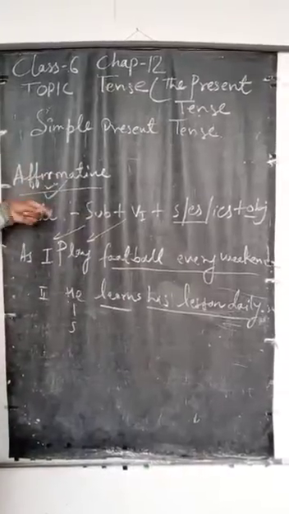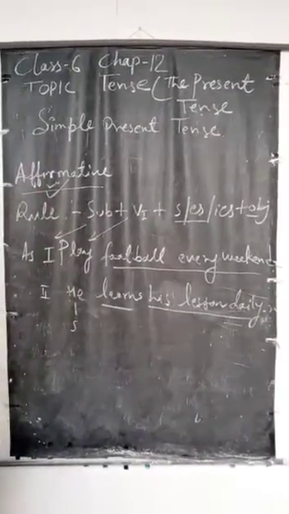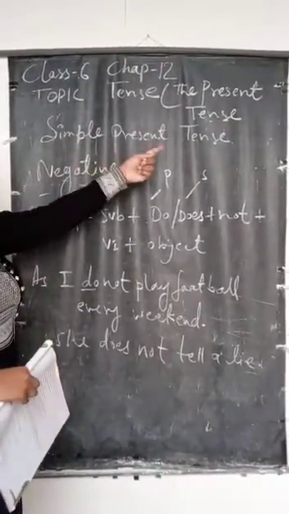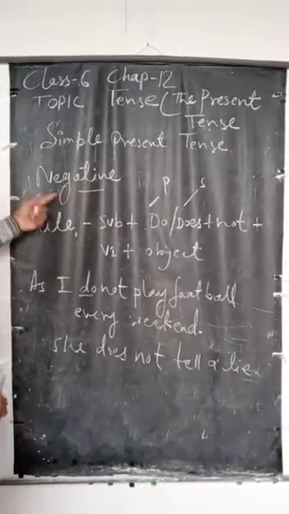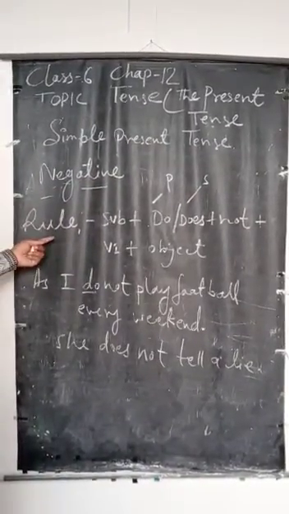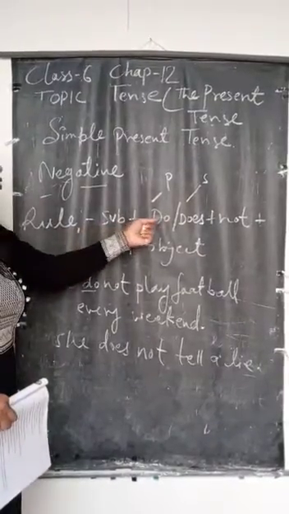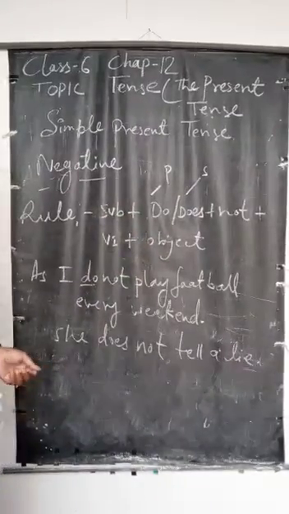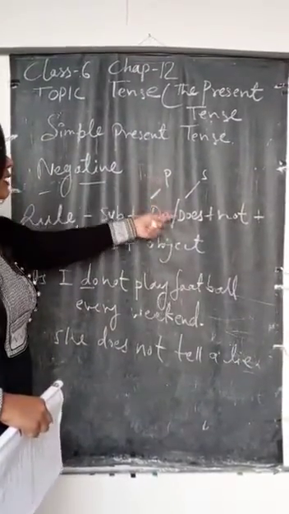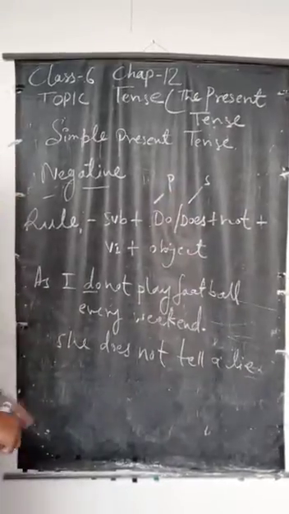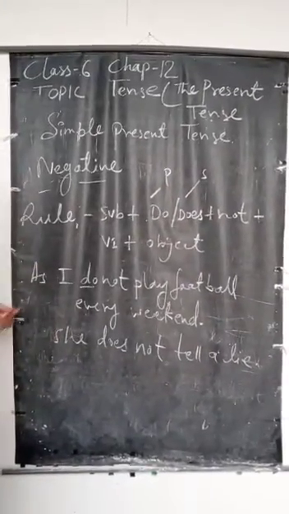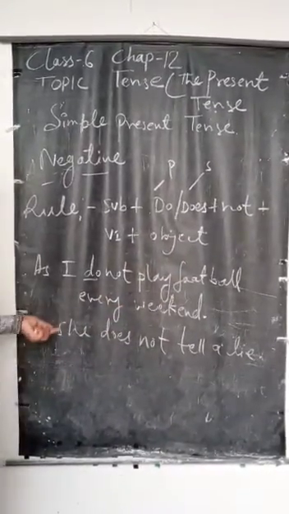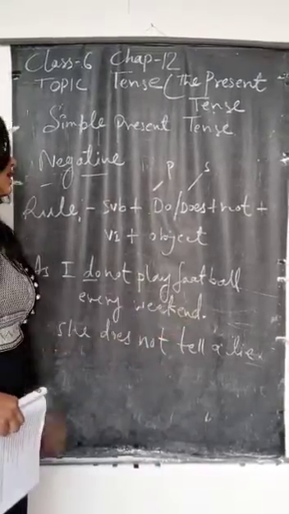So let's see the next structure, the negative form and its rule. Here is the simple present tense in negative form. The rule is subject plus do or does plus not plus first form of verb plus object. Students, always remember: do is used with plural and does with singular. Okay? Got it? Now here are examples: I do not play football every weekend. She does not tell a lie.